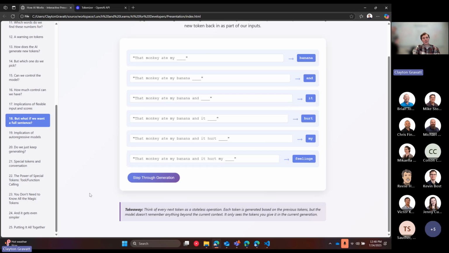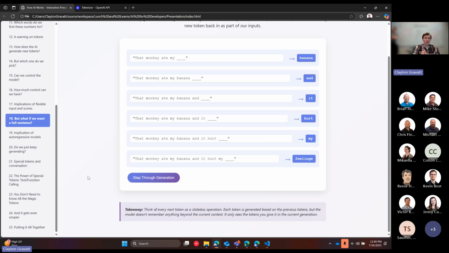Very sad. So that's it. That's the simplest secret to getting to the next token. We just take the whole output that we have so far and feed that back in as part of our input. So the takeaway there is that you should think of every next token as a stateless operation. Each token is generated based on all of those previous input tokens, and the model doesn't remember anything beyond the current context of tokens you're giving it. It only sees those tokens you give it in the current generation, and each generation of a token is really taking that whole thing and plugging it back in. Now there are some intermediary calculations you can cache for performance reasons, but fundamentally, this is really it. You're taking that whole output and feeding it back in.